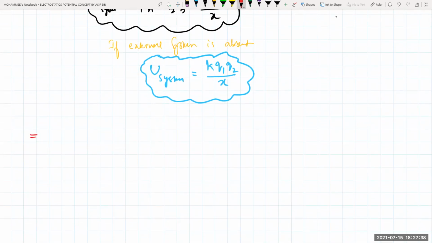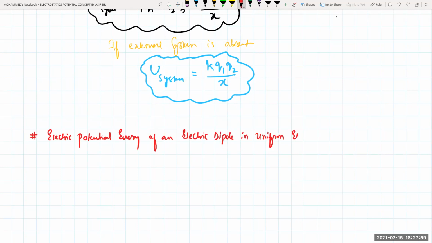Next, electric potential energy of an electric dipole in a uniform electric field. We're talking about this one.